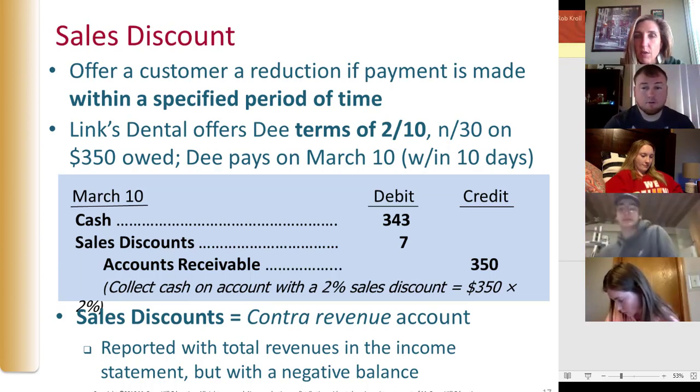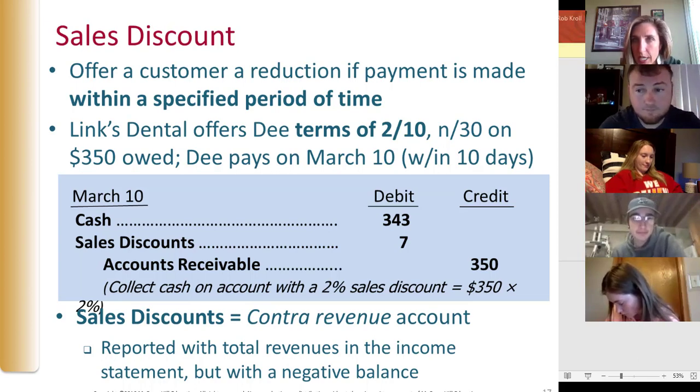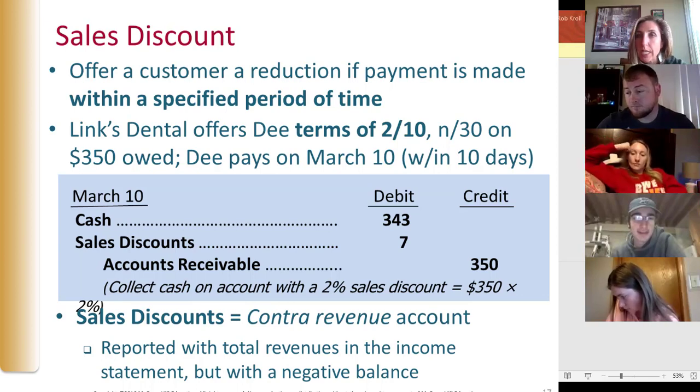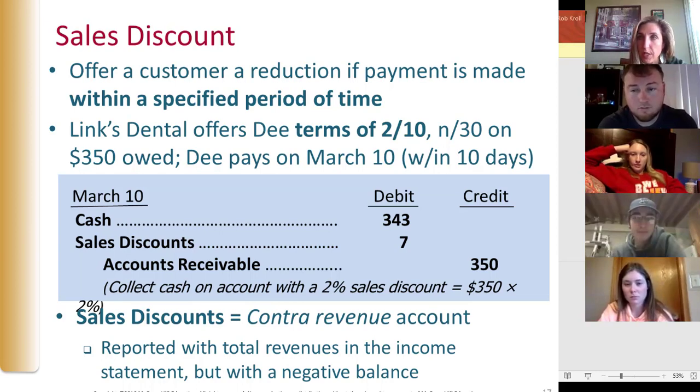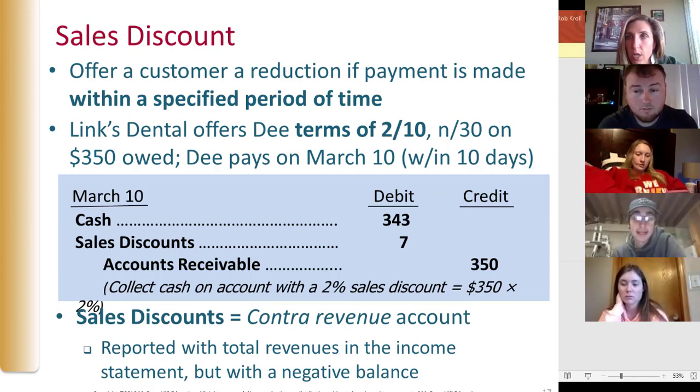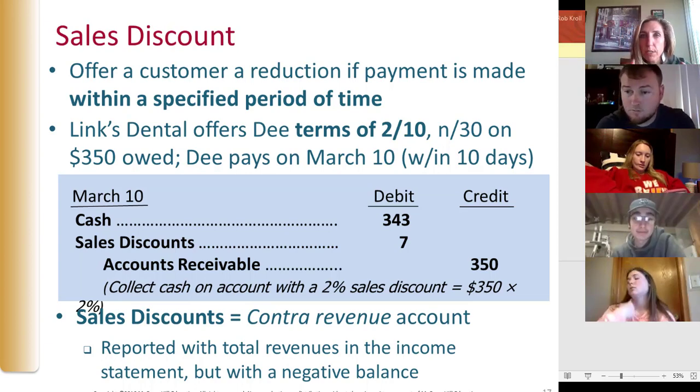So what you're going to see here is if a client owed $350 and they paid within 10 days, they are not going to pay you the entire $350, right? They're going to only pay you 98% of their bill. The other 2% has to be debited to sales discount. So I debit cash for the portion that they actually ended up paying because they took advantage of that discount.